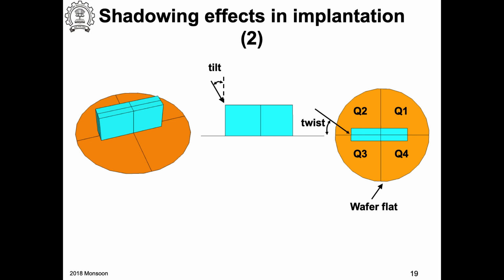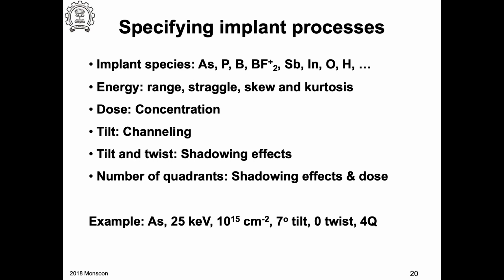Now, how do I specify the implantation process? I can say which species I want, and then energy. This will decide the range, straggle, skew, and kurtosis of the implantation. Dose will decide the total concentration, the peak concentration and so on. Tilt is specified to get rid of channeling. Tilt and twist is again to avoid shadowing effects.